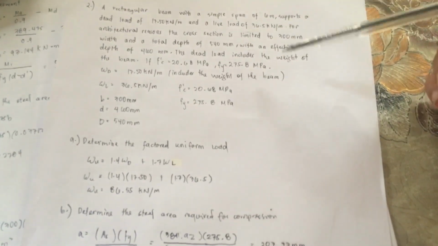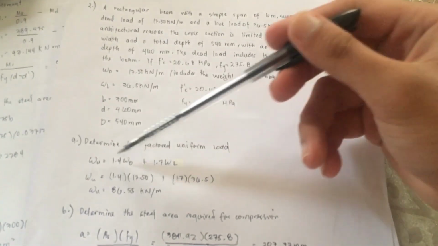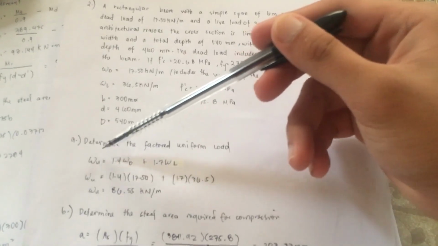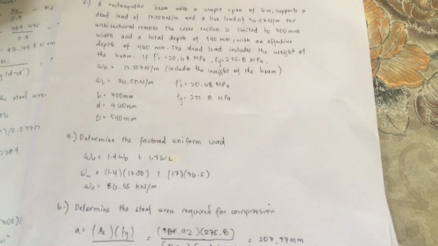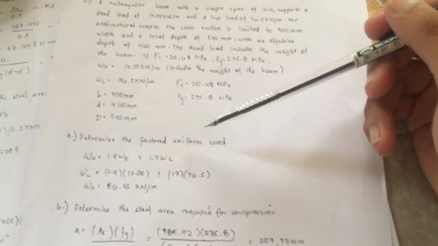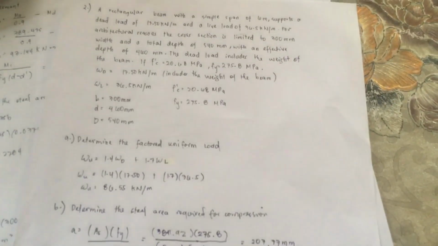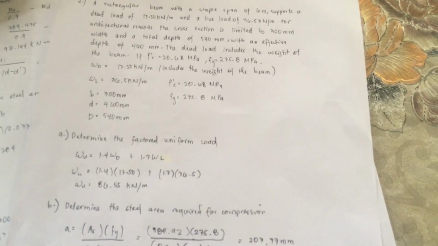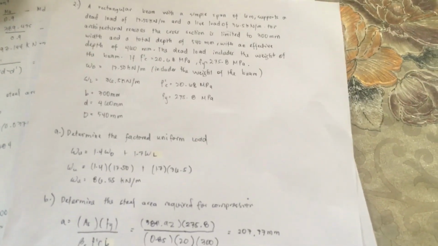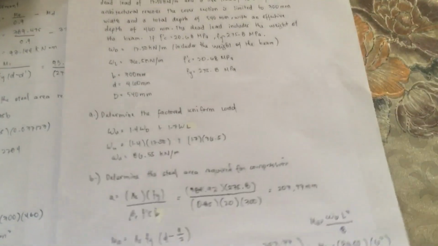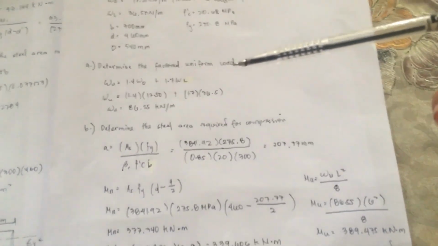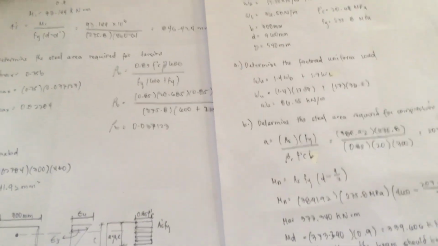calculate the weight of the beam itself. With that, let's just substitute. So omega u is equal to 1.4 times the dead load plus 1.7 times the live load. So we get 86.55 kilonewton per meter. And in this kind of problem, let's determine first the steel area required for tension before we proceed to compression.